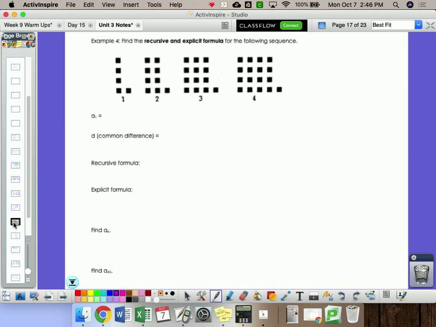So this one they're representing with cubes or blocks. So in the first term, there is 1, 2, 3, 4, 5 blocks. So our A1 is 5. And then I can see that in each one, they're adding 4 blocks. So that's our pattern. Each time, they're adding 4, which tells me that my common difference is positive 4.